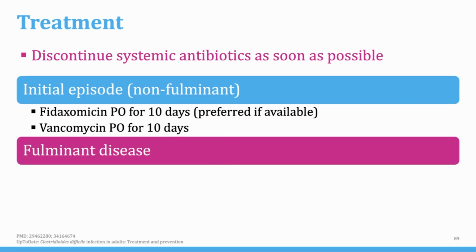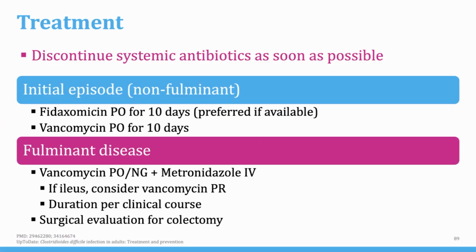In fulminant disease, you would use vancomycin orally or through an NG tube in combination with parenteral metronidazole. If they have ileus, you could think about rectal vancomycin, and the duration would be based on how their clinical course evolves. You should also think about early surgical consultation to determine the utility of a colectomy.